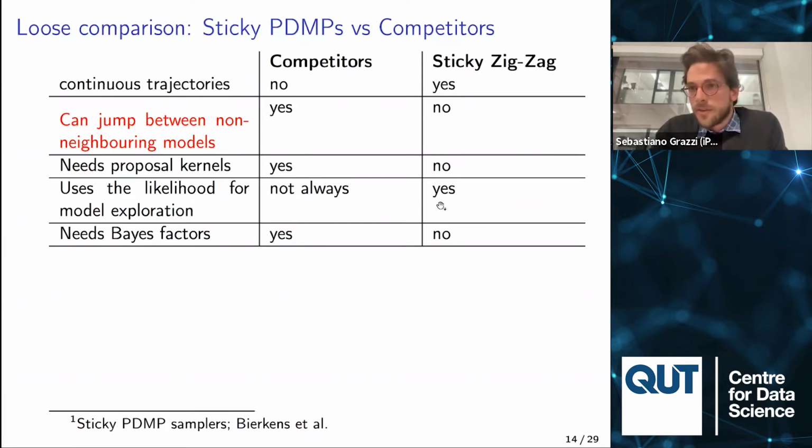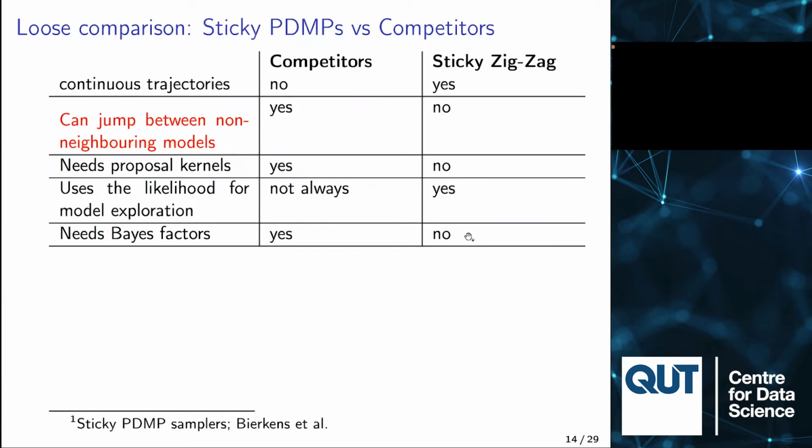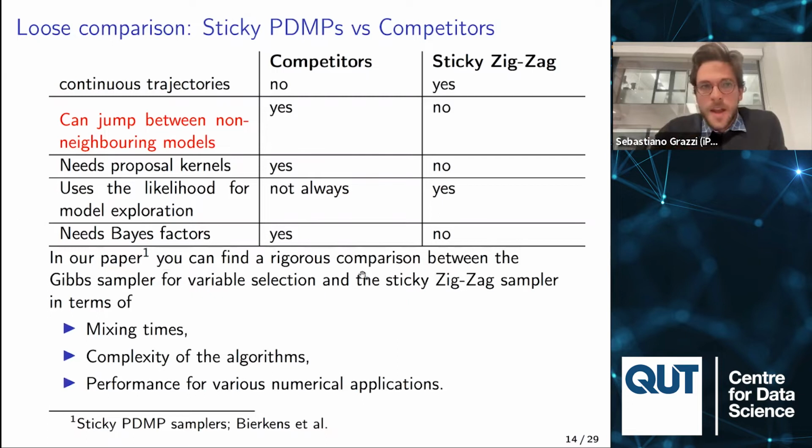Also, of course, maybe I didn't stress this, but the PDMPs use the gradient of the target density for exploring the state space. So that means that the exploration of the models is informed by the likelihood, and they don't need to evaluate Bayes factors. This is just a loose comparison, but in our paper we have other, more formal arguments with mixing times and complexity of the algorithms, and some comparisons, also with some numerical applications.